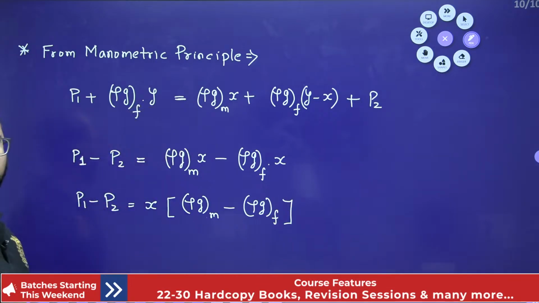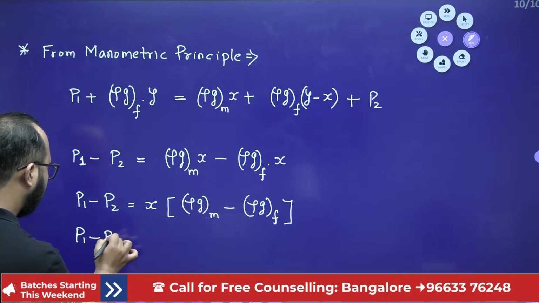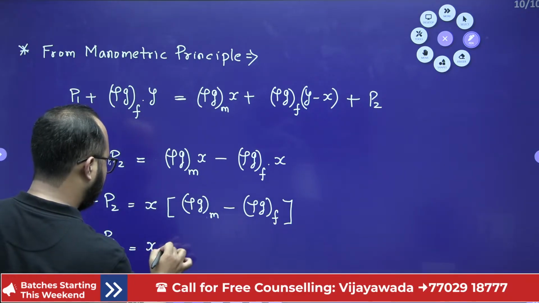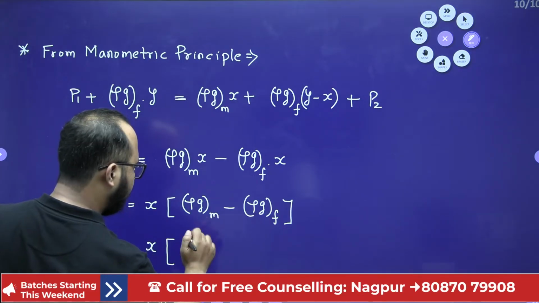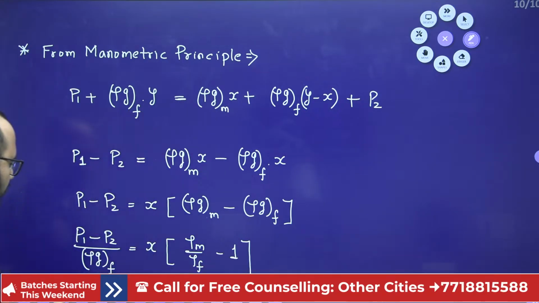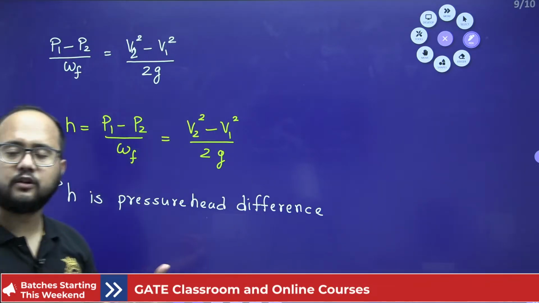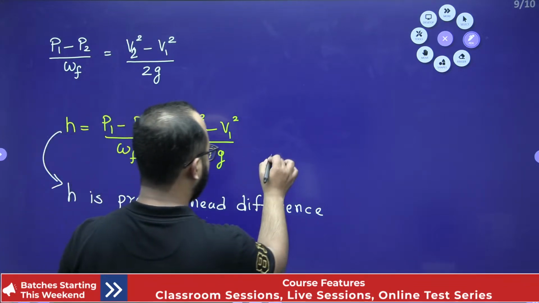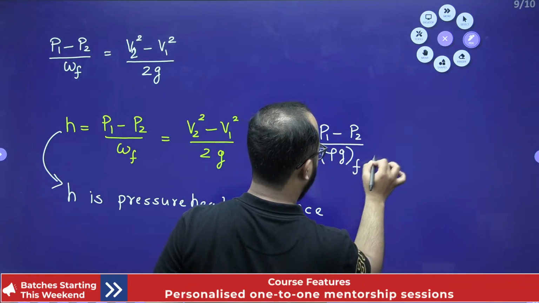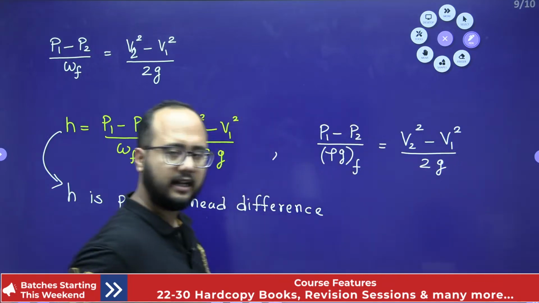Now, if I divide the whole equation by rho G of the fluid flowing in the pipe, what will I get? G gets cancelled out, so X times (rho M divided by rho F minus 1). Yes or no? Tell me, guys. And previously what did we write? P1 minus P2 divided by the specific weight of the fluid. Specific weight of the fluid is nothing but density into G. I can write it like this also.